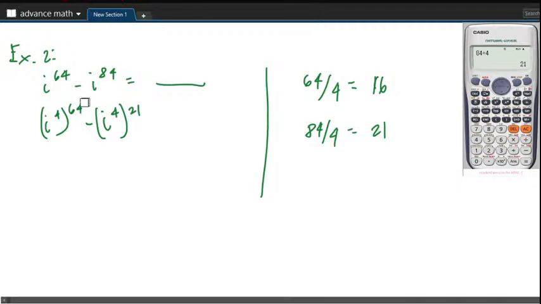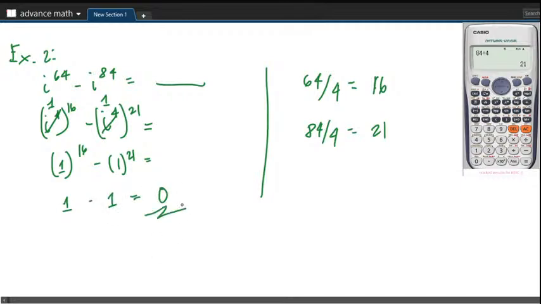Let's just erase this one. So this is 16. I raised to the power of 4 is equal to 1. So we have 1 raised to the power of 16 minus 1 raised to the power of 21. So we have 1 minus 1, and this is now equal to 0. And this is our answer for this problem.